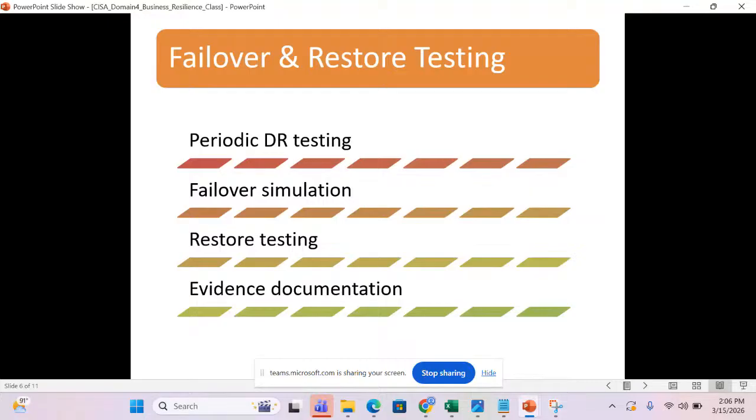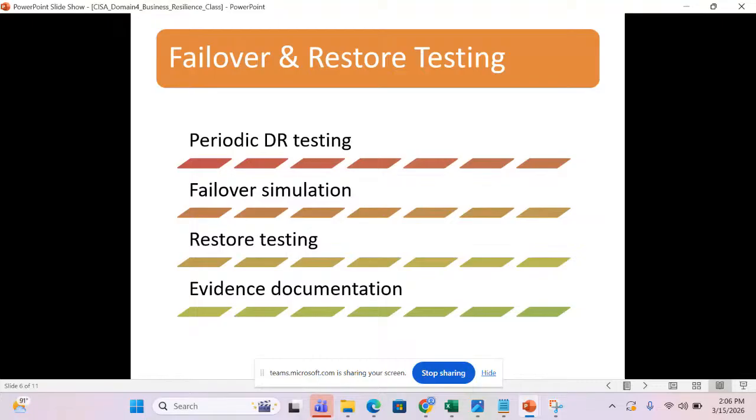So what you are doing is simulating a failover. You are testing what can go wrong. If something happens today and we decide to use server 2, what can go wrong? So you are doing the failover simulation. That's what we are trying to do.